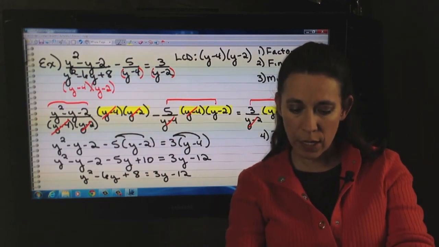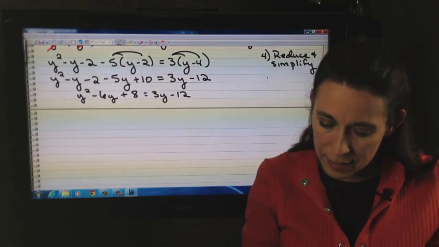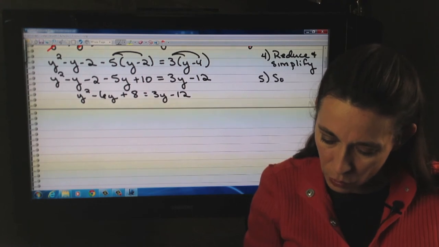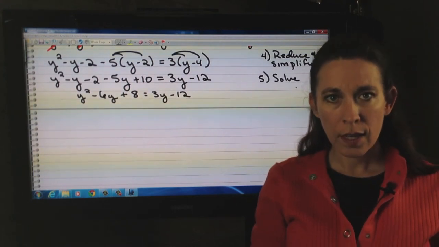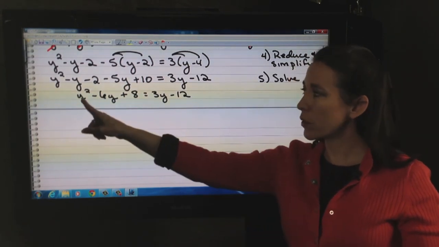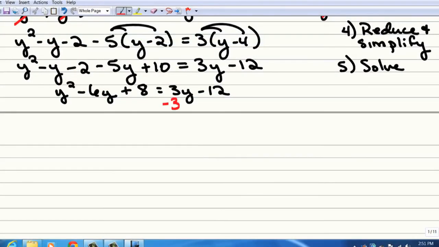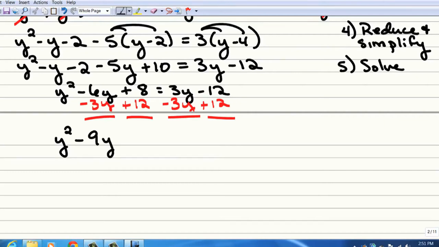So don't give yourself a headache. I'm going to scroll this down for a second. I'll try to do it slowly. Step 5 is going to be solve. Now remember, you may have a linear equation, you may have a quadratic equation. Right now, we have a quadratic equation, which means we need to set it equal to 0. So let's go ahead and do that in one step here. We're going to subtract 3y from both sides, and let's go ahead and add 12 to both sides. So that will give us y squared minus 9y plus 20 equals 0.